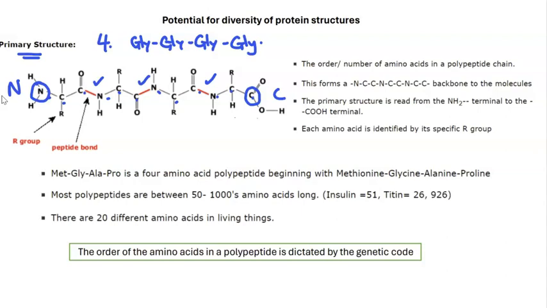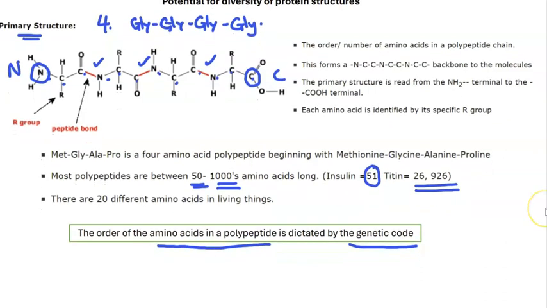Amino acids can join together in chains from 50s or even way up into the thousands. As examples, there's insulin, which actually has 51 amino acids joined together in a chain, whereas titin, which is found in muscle structure, has something like 27,000 amino acids in a particular order. So the order is very precise. The order of the amino acids in a polypeptide is actually dictated by the genetic code.